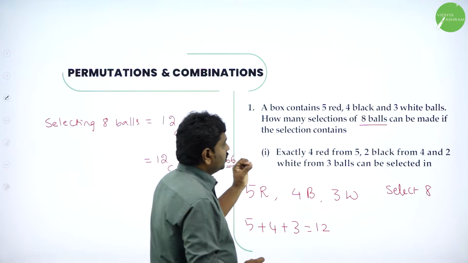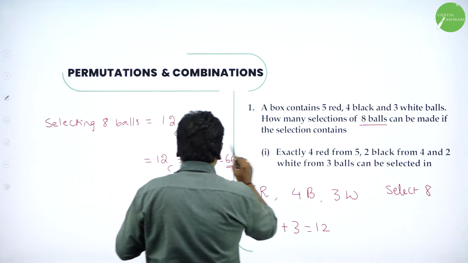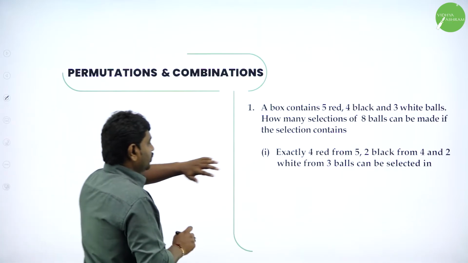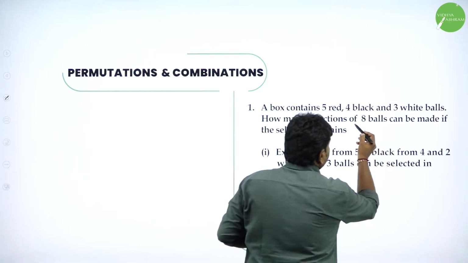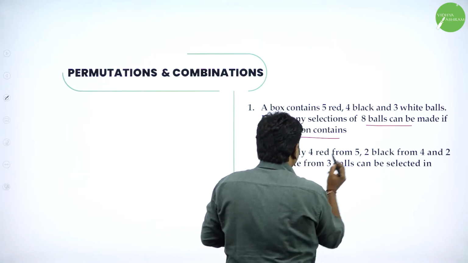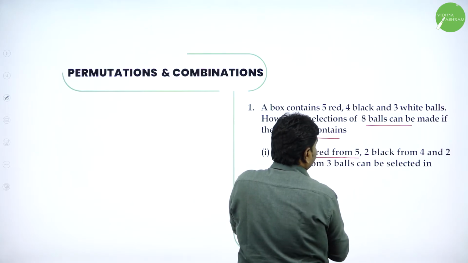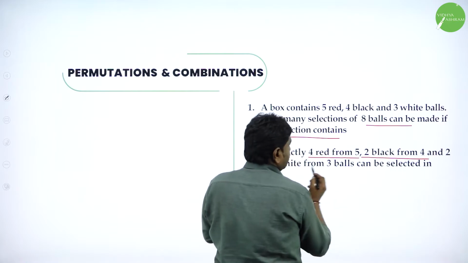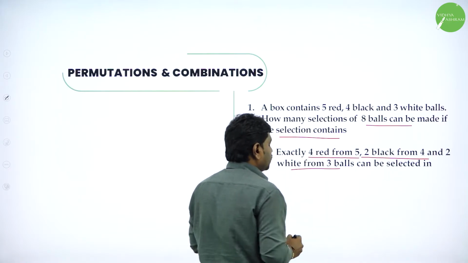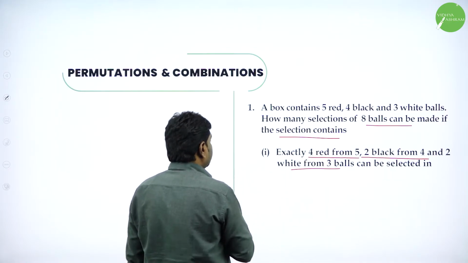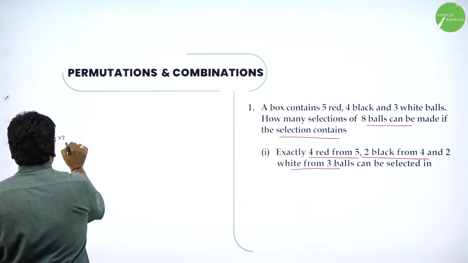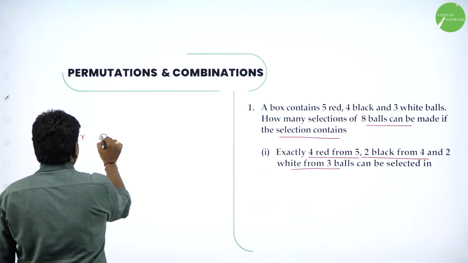So now this is the total if they don't give a restriction, but this is not the question. They have asked how many ways 8 balls can be selected if the selection contains 4 red from 5, 2 black from 4, and 2 white from 3. So now the number of ways of selecting.